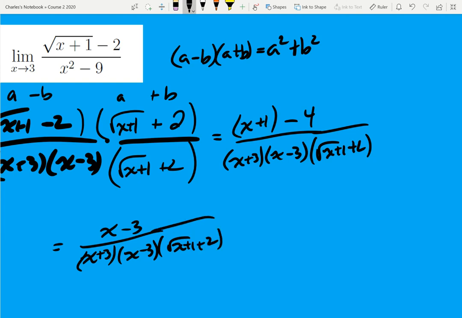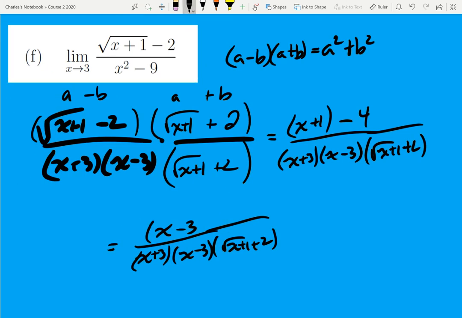Okay, at this point, if I plugged in a 3, what am I going to get? I'm going to get 0 over 0. Okay, that's why I can't just plug in 3 at the beginning. If I plug in 3, I get square root of 4, which is 2. 2 minus 2 is 0. 0 over 0. At the point that I get to here, where I can cancel out one of the factors, now I can plug 3 in. Now I can get a number, and what am I going to get? I'm going to get 1 over 6 times square root of 4 is 2. 2 plus 2 is 4, so I get 1 over 24.